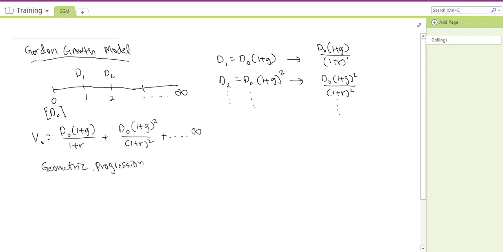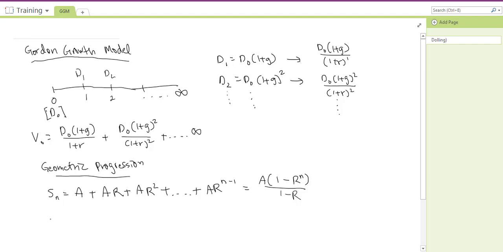the sum of the geometric progression, let's say to term n, will have the first term a, plus a times a ratio r, and then each subsequent term will increase by a ratio of r, up to period n minus 1. By definition, this equals a times 1 minus r to the power of n over 1 minus r. In the case where the geometric progression sums to infinity, then r to the power of n would reduce to 0, and the whole term will just be a over 1 minus r.